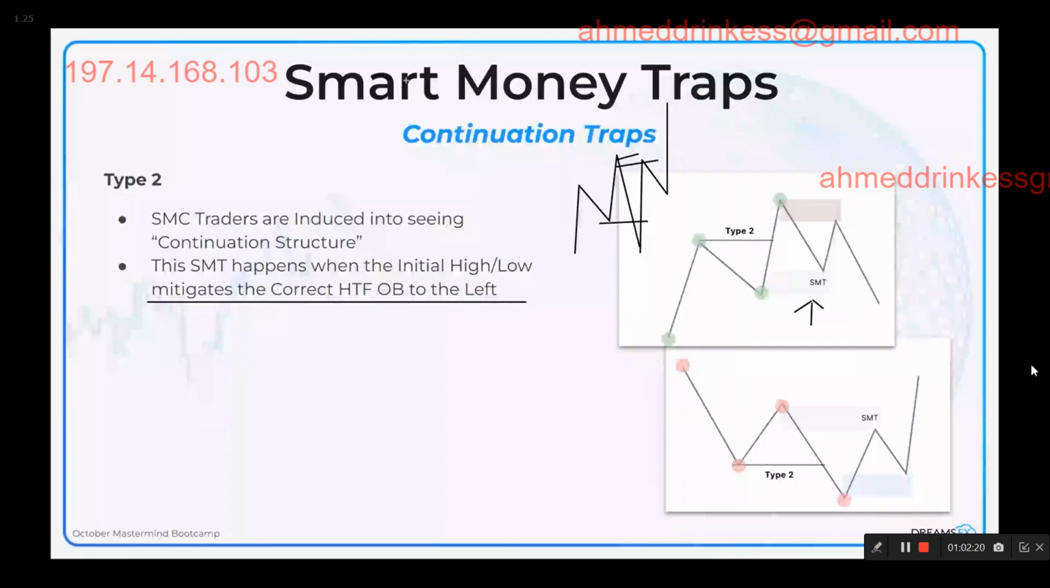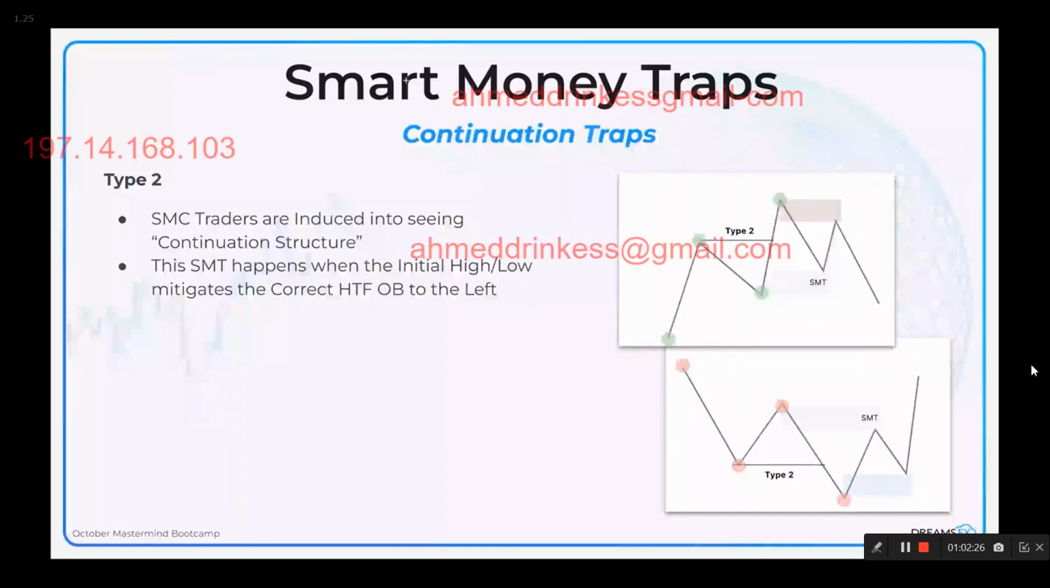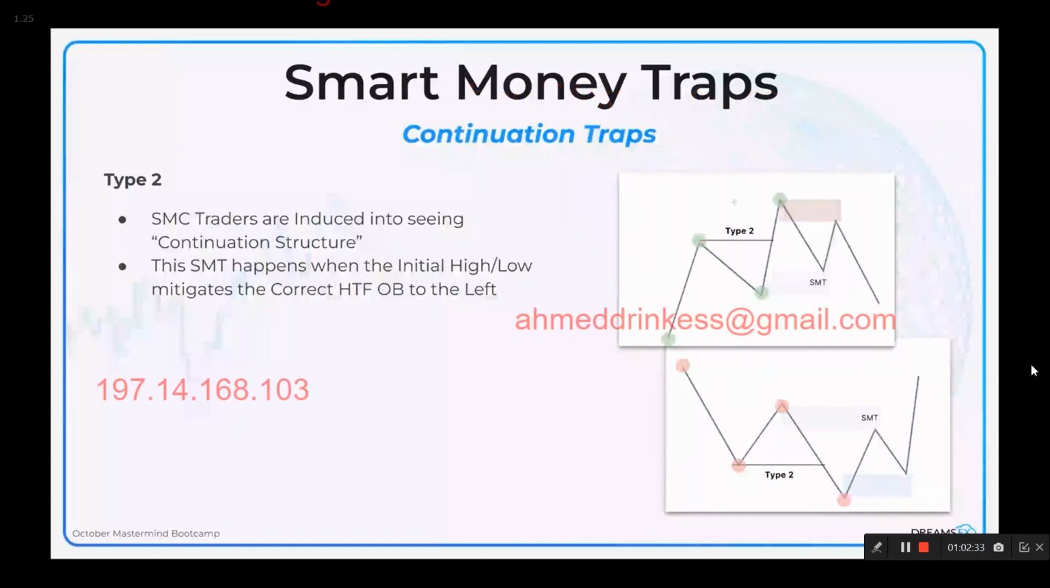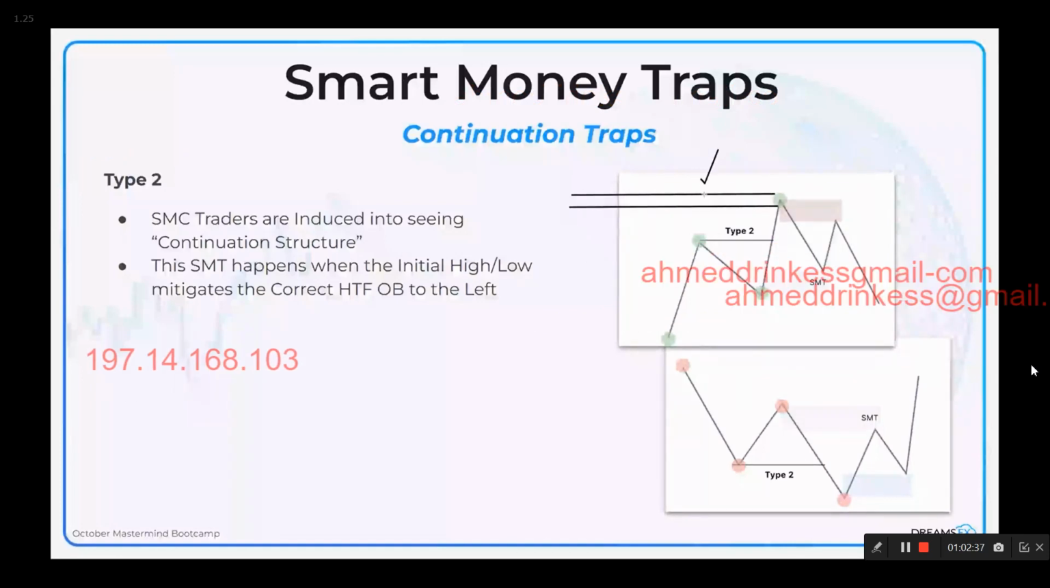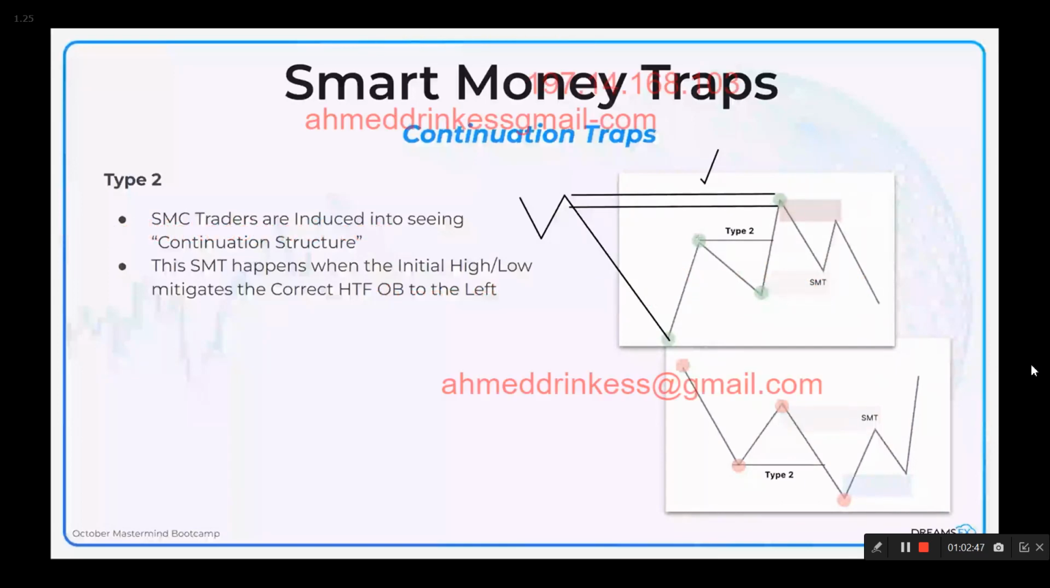But the difference between the first and second is the first type of trap does not mitigate the true order block. It mitigates the wrong order block, so that trap ends up failing. This trap ends up failing, but it's because it mitigated the correct order block. So when the correct order block is mitigated here, SMC traders, SMTs, they're induced into seeing buys, because a higher low, higher high, here's my buys.